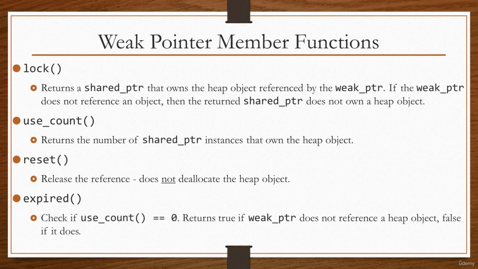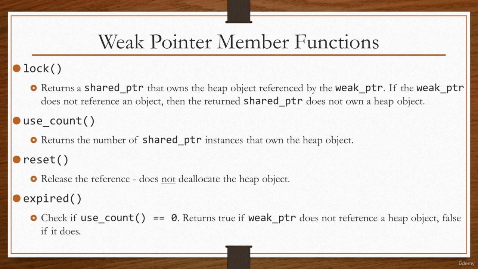A summary on the weak pointer member functions that I discussed in this lecture. The lock member function is going to return a shared pointer that owns the heap object referenced by the weak pointer, and if the weak pointer does not reference an object, then the returned shared pointer does not own a heap object. Okay, so that shared pointer is not going to manage an object because the weak pointer is basically null, and so that shared pointer will also be null, also referred to as empty.